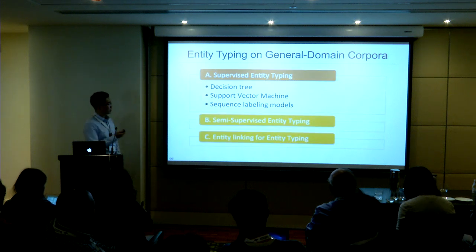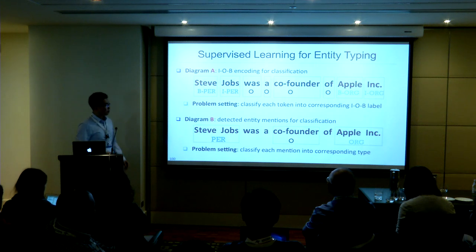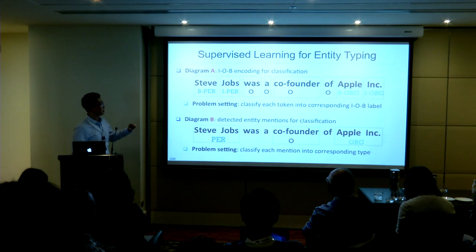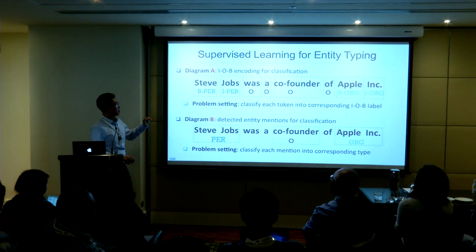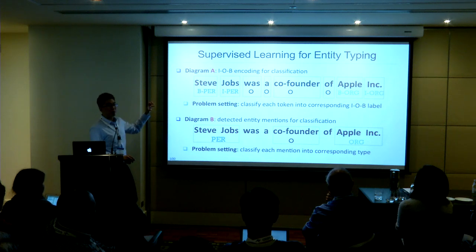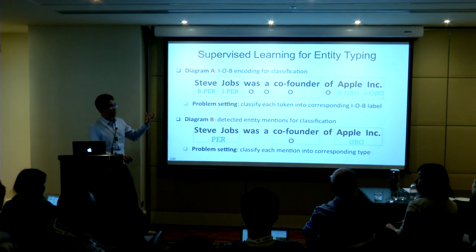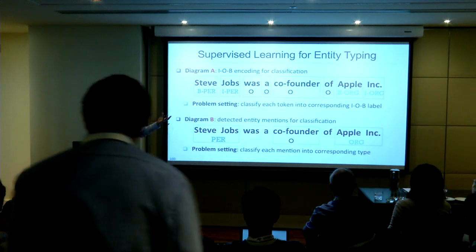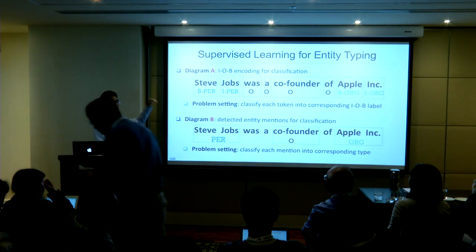And we see a lot of standard classification methods and also the sequence labeling model that we previously talked about can work under the supervised setting. Recall that we have the IOB representation of a sentence we talked about before. Essentially, it puts a label on each token of the sentence. In the entity typing case, we are putting labels like beginning of a person entity mention, or inside of a person entity mention, or not an entity mention like O, and like beginning of an organization entity or inside of an organization entity. So basically, you're trying to classify each token into the corresponding label.